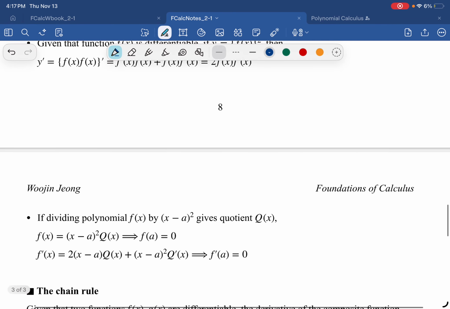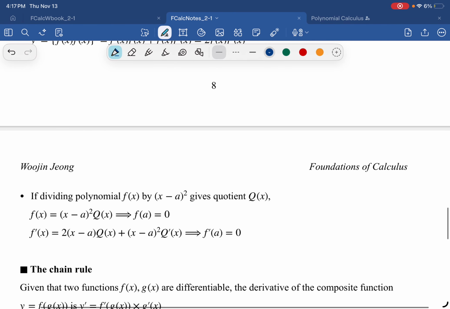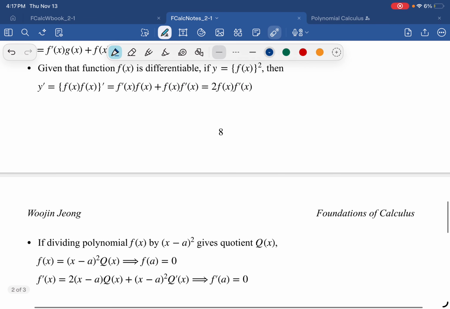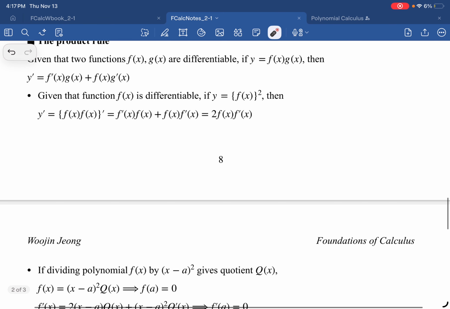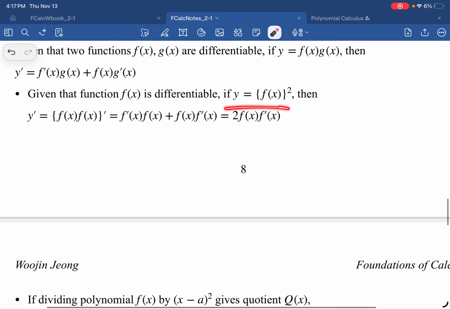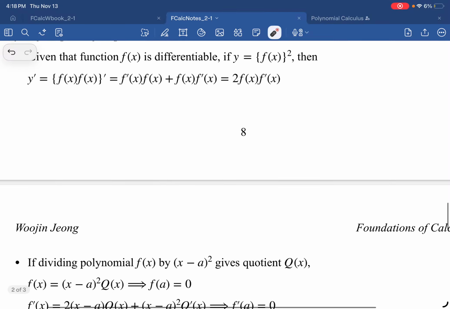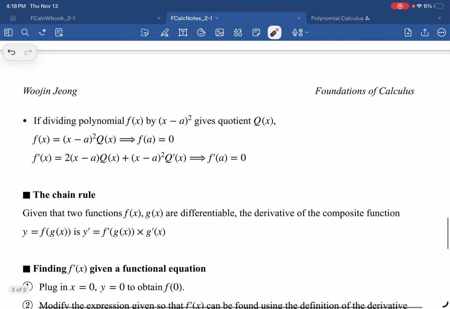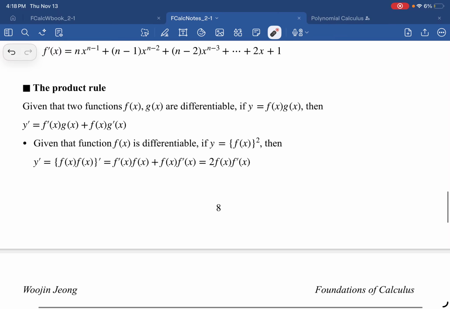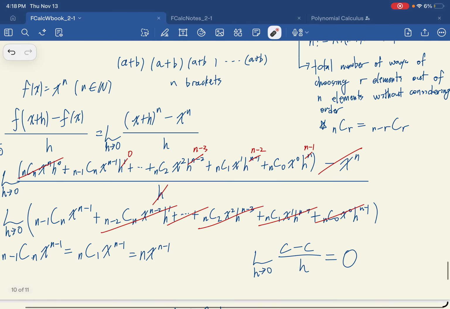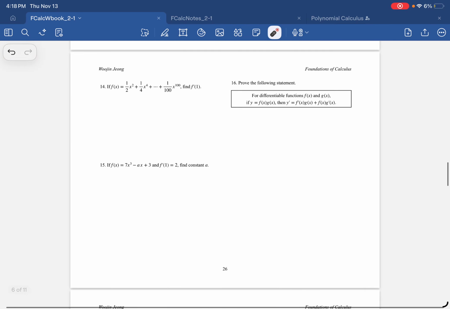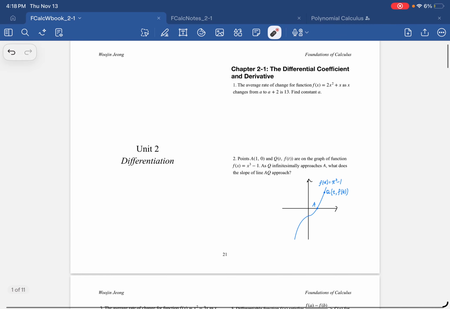And I think we'll stop at the product rule for today. A couple things to note. If y equals f of x squared, then we can write it as f of x times f of x, apply the product rule, and get 2 f of x, f prime of x. You don't have to remember this, however, since I think we'll learn more about these types of functions when we get to the chain rule. So let's go to our workbook and see what we can work out.